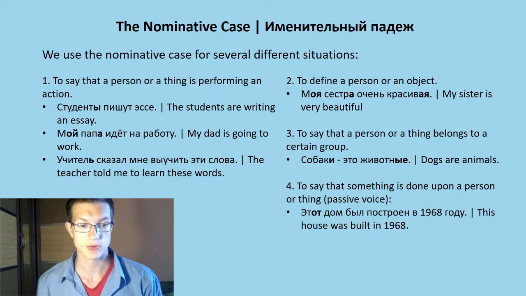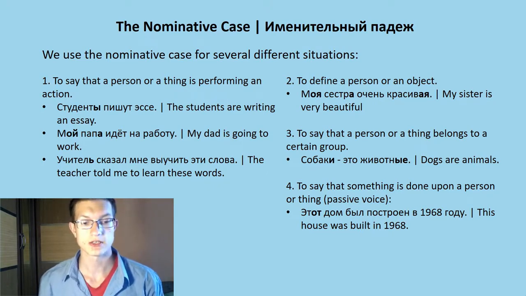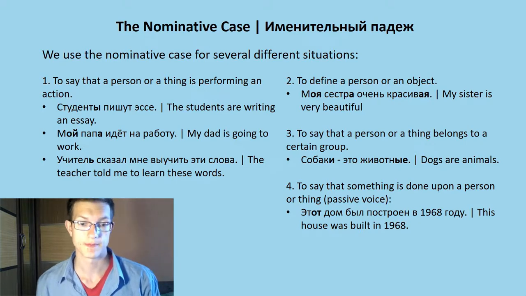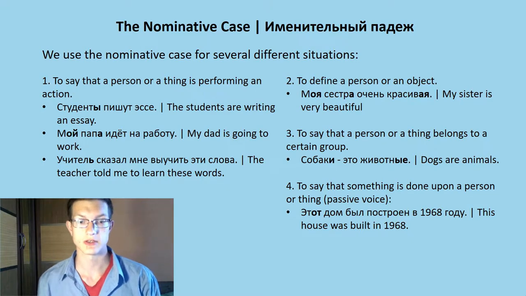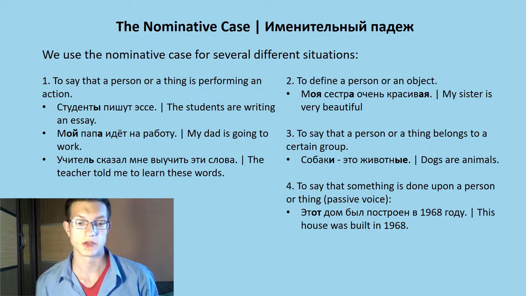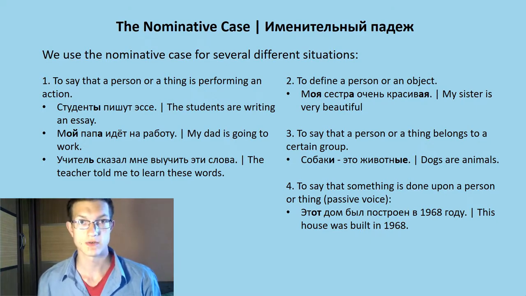Мой папа идет на работу. Учитель сказал мне выучить эти слова. We also use it to define a person or an object. Моя сестра очень красивая. Or to say that a person or a thing belongs to a certain group. For example, собаки это животные.